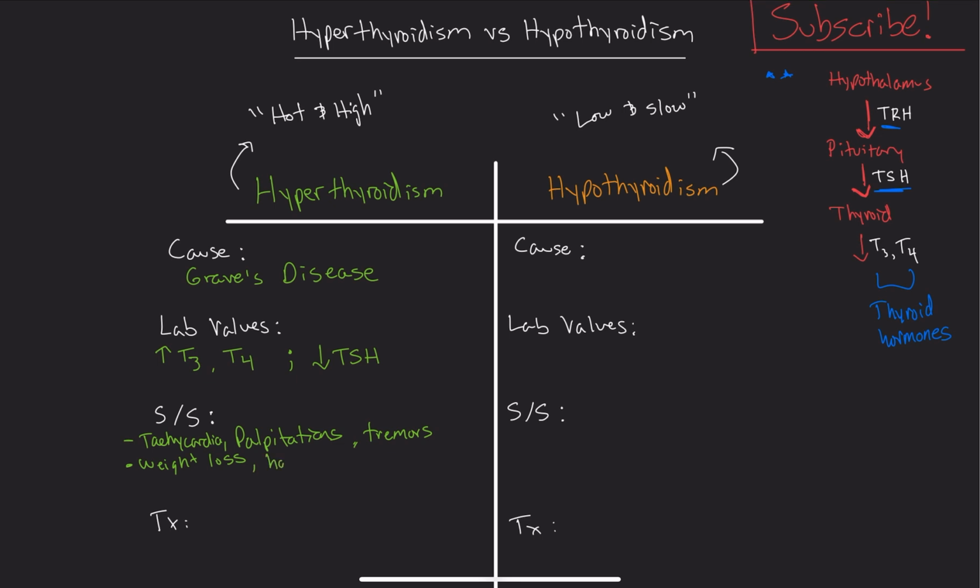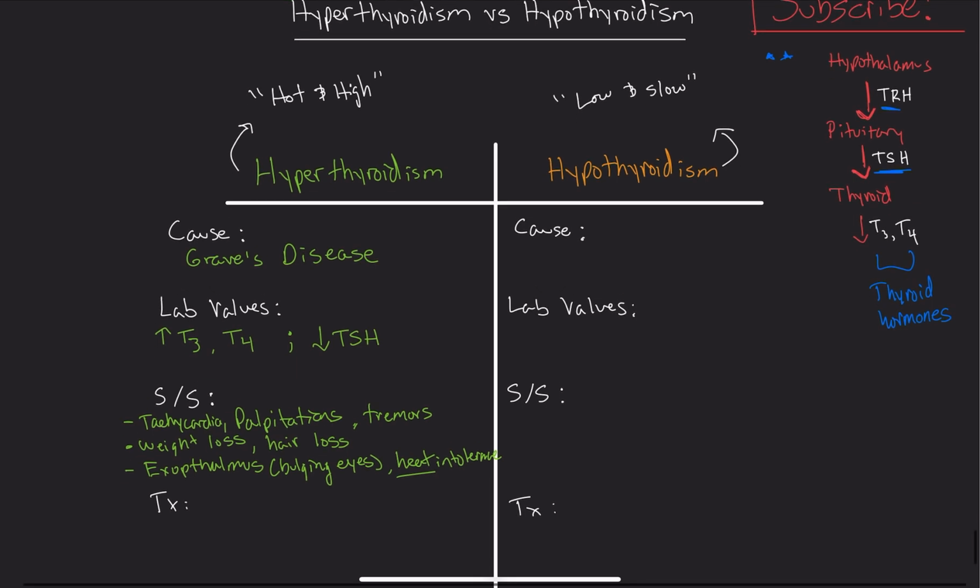Hair loss. And then some important ones that seem to be commonly tested are going to be bulging eyes, which is your exophthalmos. This is just bulging eyes, as well as heat intolerance. So those are some signs and symptoms you can see with hyperthyroidism.